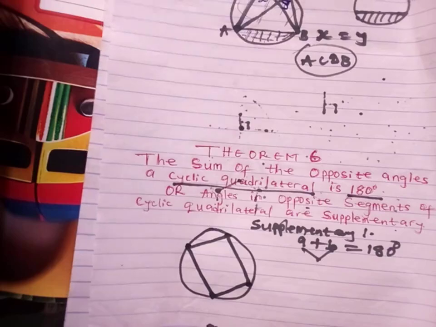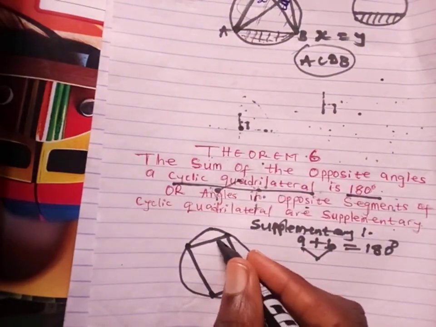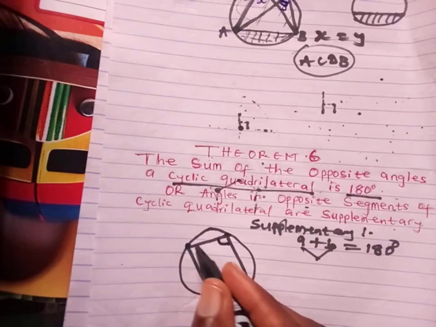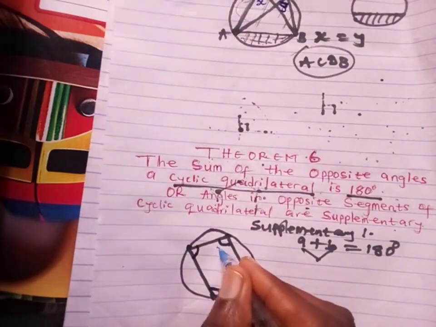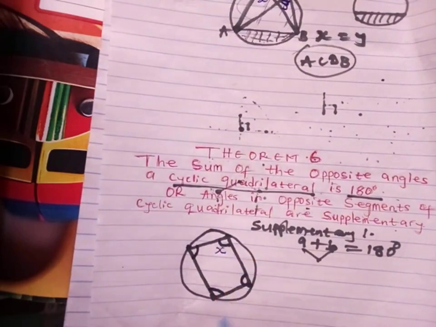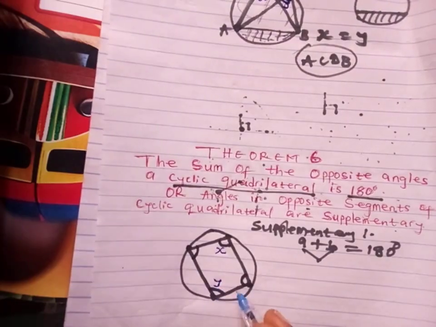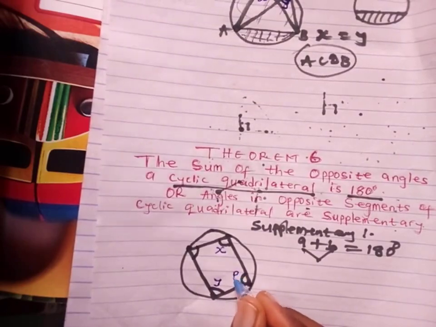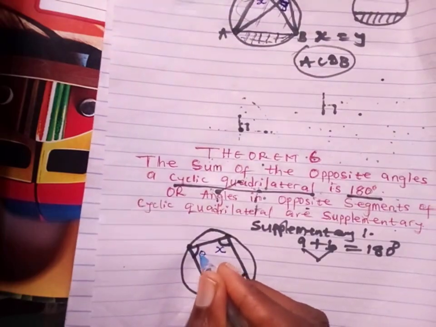So what is this law saying? The law is saying that the sum of the opposite angles. Now let's take, for instance, you have angles forming here, angles formed here, and angles formed there. Let's label this angle X. Let's label the angle formed here Y. Let's label this one P. And let's label this one theta.